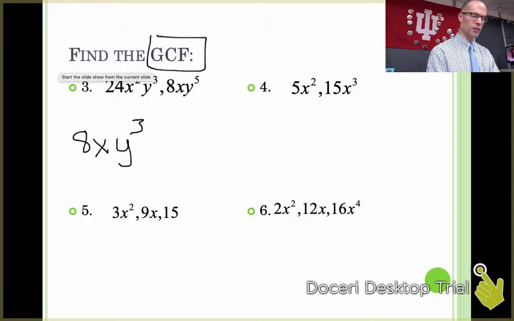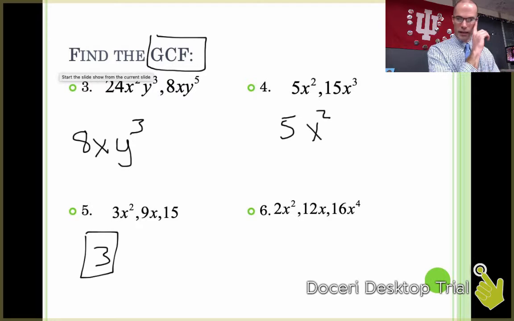Alright, so we have 5x squared and 15x cubed. So again, they both have a 5 in common, and the largest x I can take out of both is x squared. Number 5, we have a 3, a 9, and a 15, so the largest coefficient I can take out is a 3. We have x squared and x, but the 15 does not have an x, so I can't take an x out of something that we don't have. So the only GCF I can take out here is just the 3.